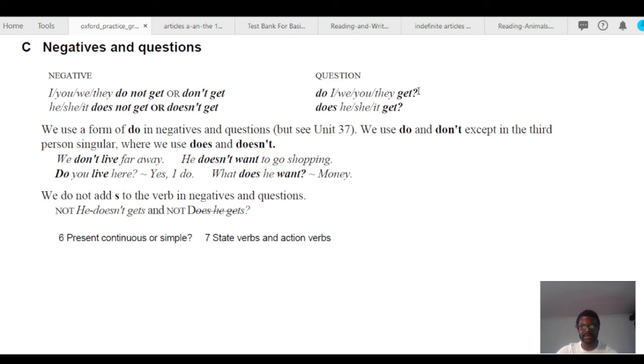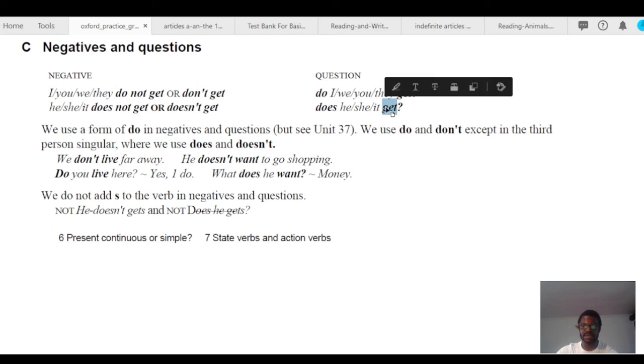Do I get? Do I teach? Do we? Do you? Do they? Then the verb comes after that. Does he? Does she? Does it? Okay, and when it is a question or negative, our verbs are always in their base forms.